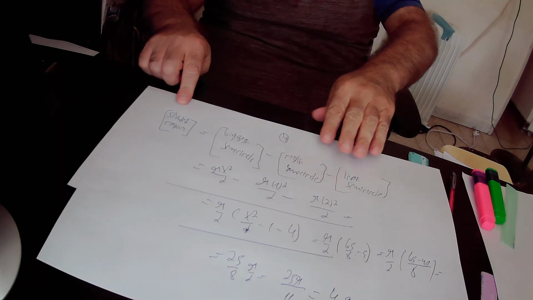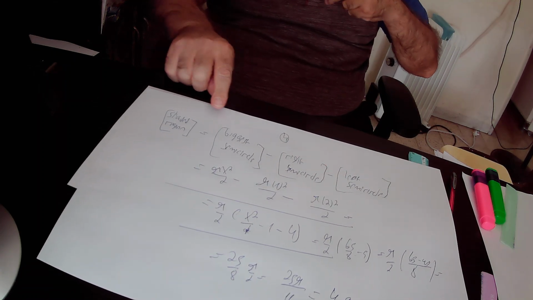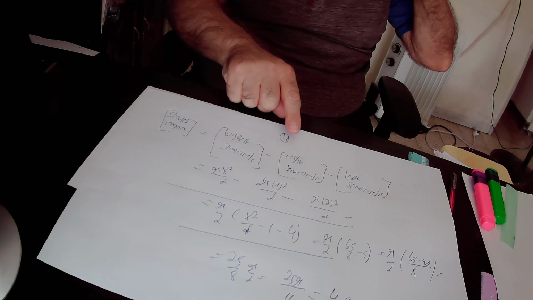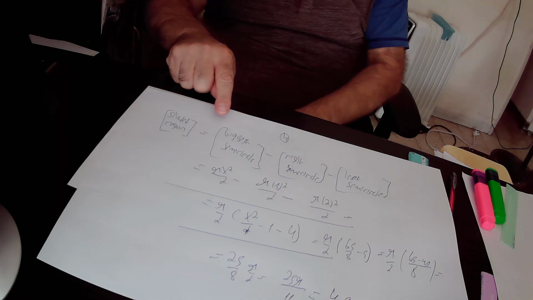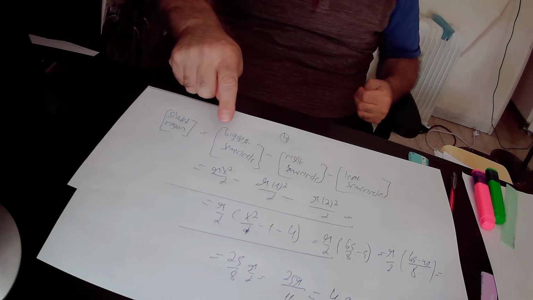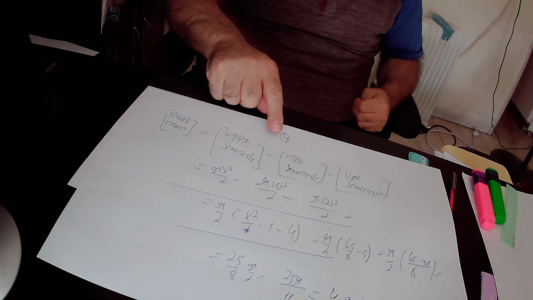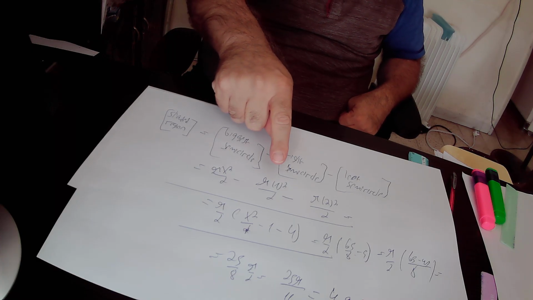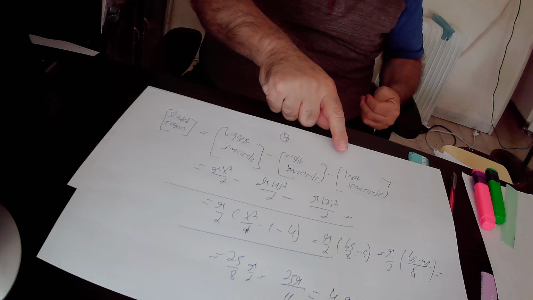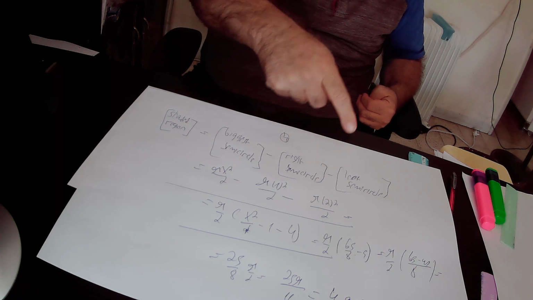So the size of the shaded region equals the area of the biggest semicircle minus the area of the right semicircle minus the area of the left semicircle. The radius of the biggest semicircle is x, and therefore the area must be equal to pi x squared over 2, minus the area of the right semicircle. The radius of the right semicircle is 1, therefore the area must be equal to pi 1 squared over 2, minus the area of the left semicircle. The radius of the left semicircle is 2, therefore the area of the left semicircle must be equal to pi 2 squared over 2.